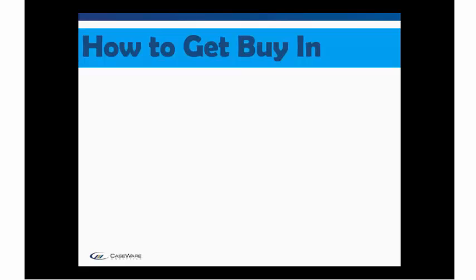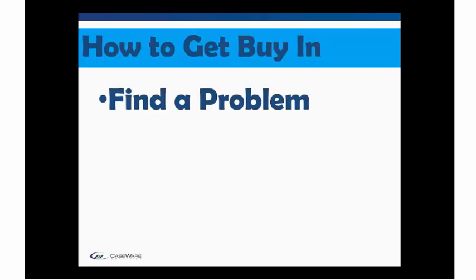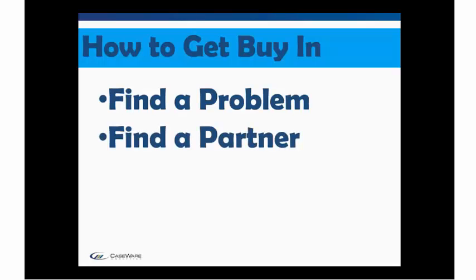So essentially, what we did to jumpstart our program is we got buy-in. But I think that there are two important things that caused us to get buy-in. Number one, we found a problem. There was a problem in the purchasing card program. There was a problem in accounts payable with people double dipping. So once we found the problem, we found a partner.